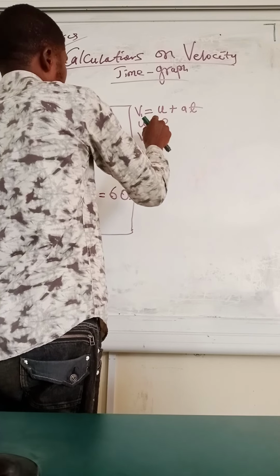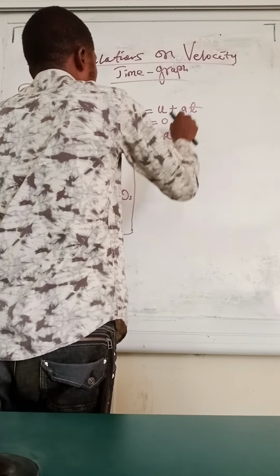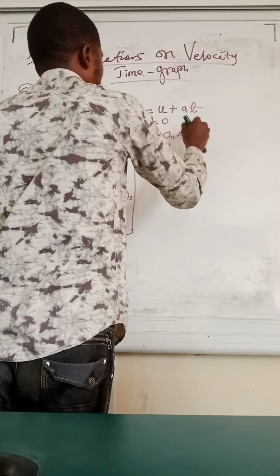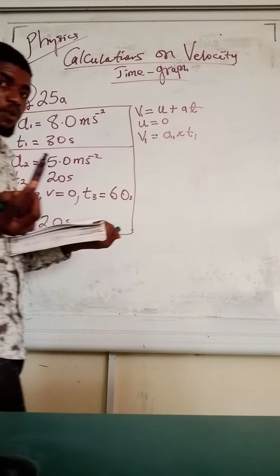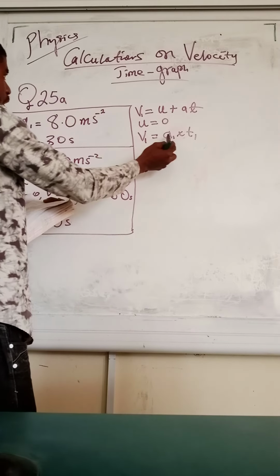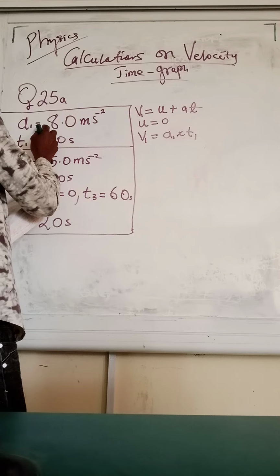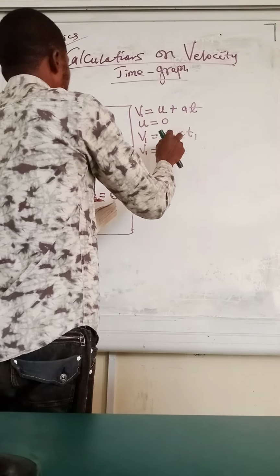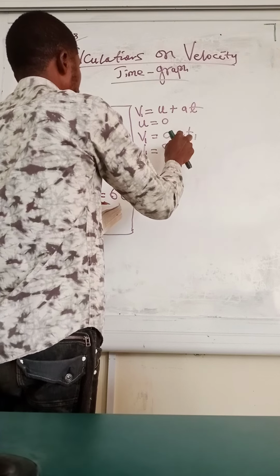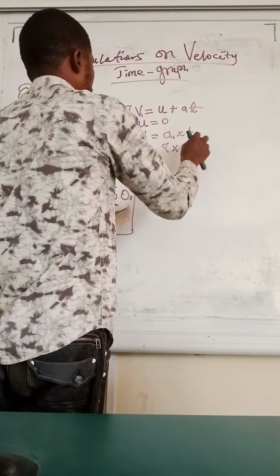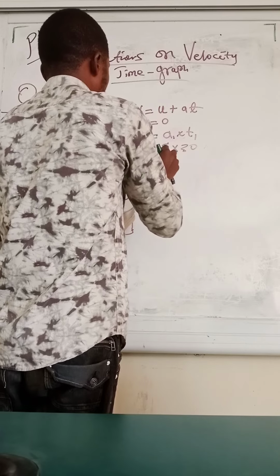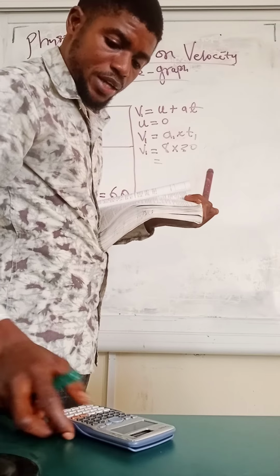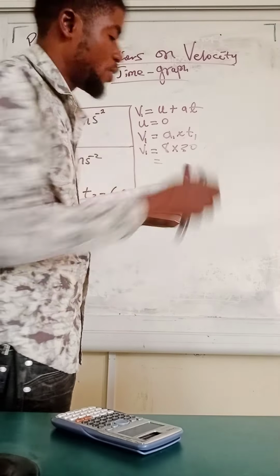Our V1 is equal to A1 times T1. Are you with me? This A is a. So our V1 is equal to 8 times 30. And what is our final answer? 8 times 30 will give us 240.